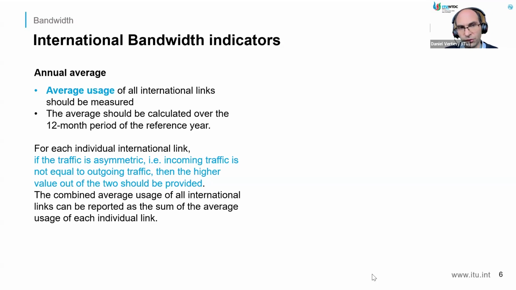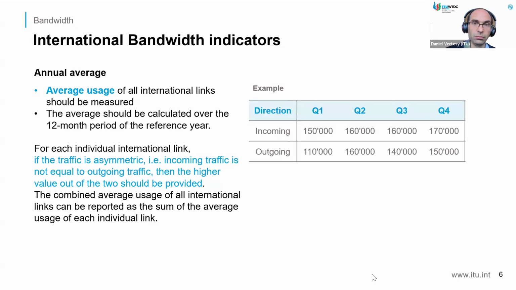We have observed in the past years that international bandwidth indicators were erroneous for a simple reason that annual averages were not taken into consideration. For example, sometimes quarterly data is available on bandwidth usage. It's important that the value submitted to ITU is the annual average of the different quarters.